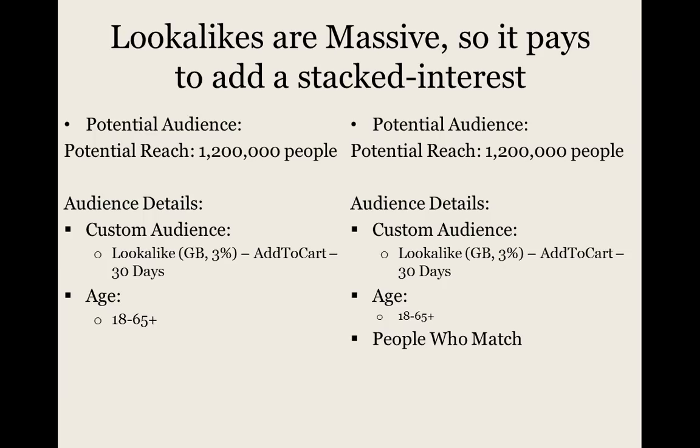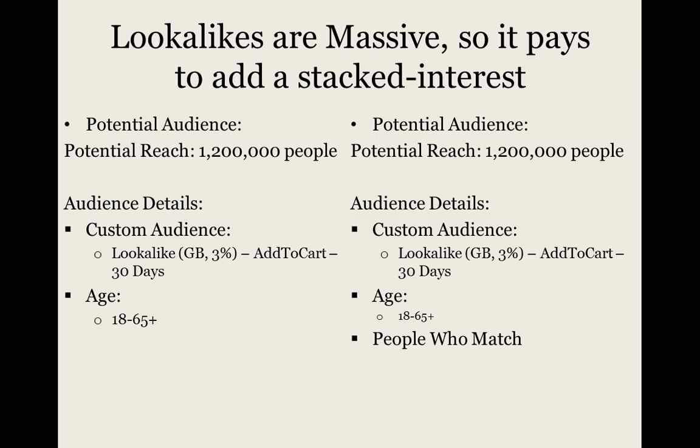So potential audiences, potential reach, 1.2 million people. Audience details: custom audience, lookalike, GB would be 3%, add to cart, 30 days, ages 18 to 65. These are some specifications here on the potential audiences on the right side. So it has an audience of 1.2 million people. Audience details: custom audience, lookalike, GB3, add to cart 30 days, age 18 to 65 years old, people who match.